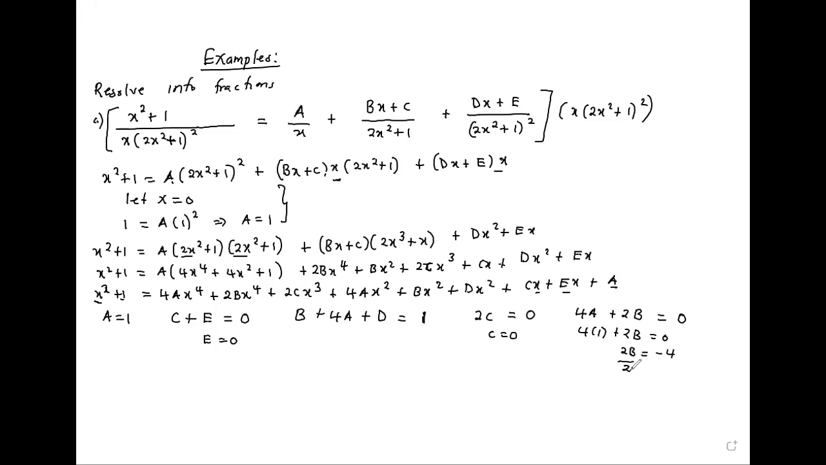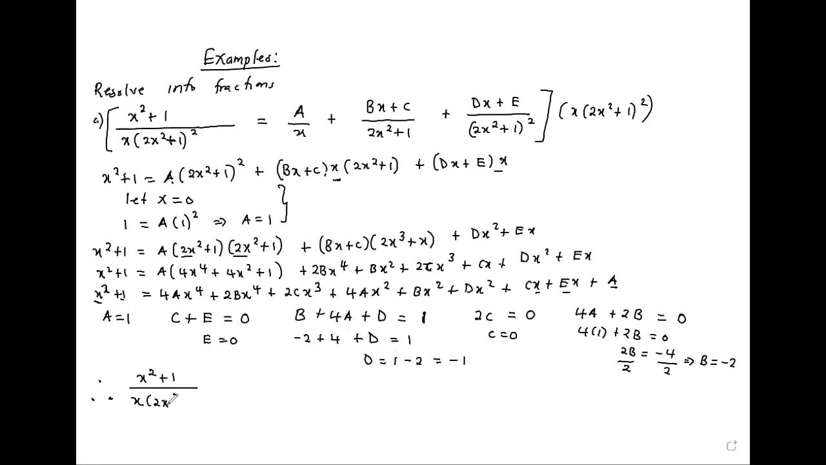So you divide by 2, divide by 2. So b is equal to -2. After that, what don't we know? We don't know d. So you come to where there is d. b is -2. A is 1 plus d is equal to 1. So we have d is equal to 1 minus 2, which is equal to -1. Therefore, x squared plus 1 over x.